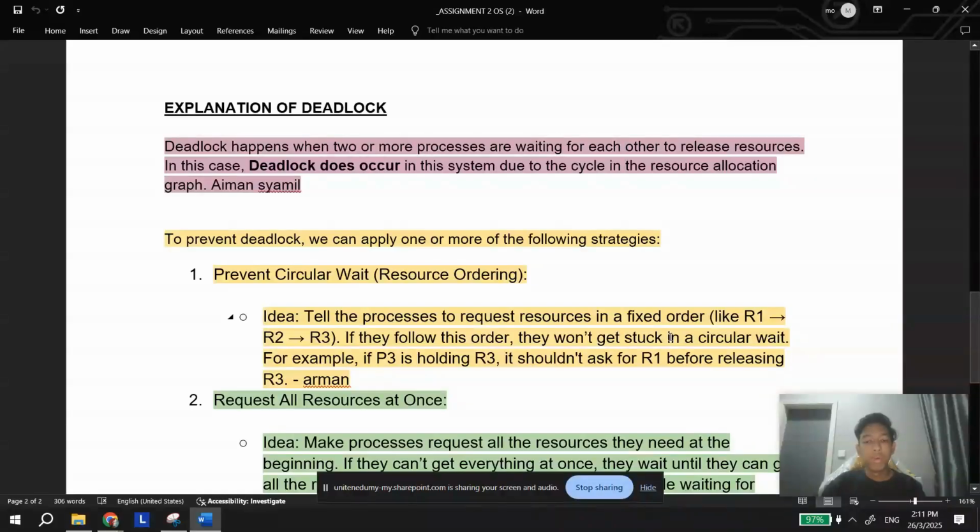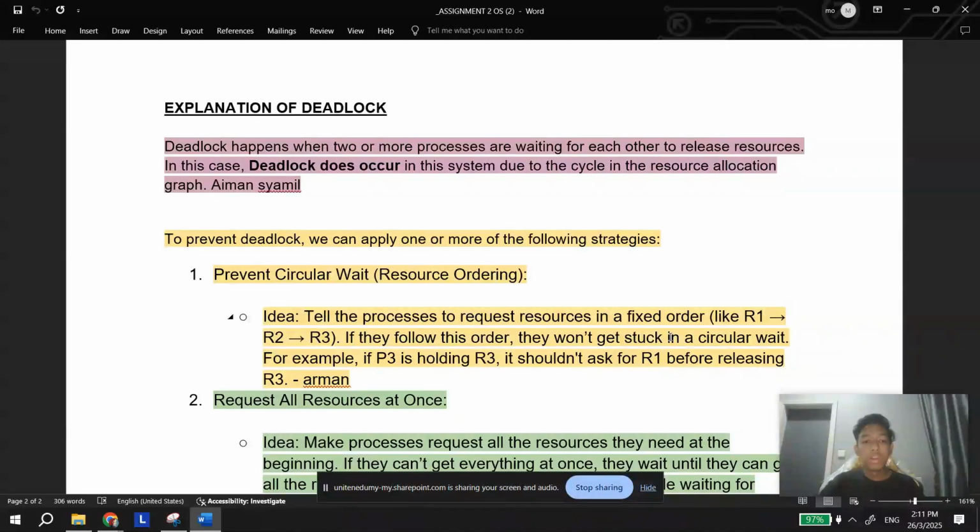Assalamualaikum and hi everyone. I'm Aiman Shamil and today I'll be explaining what deadlock is and how it happens in the system for question 1. So basically, deadlock occurs when two or more processes are waiting for each other to release resources and none of them can continue because they're all stuck in a cycle of waiting.